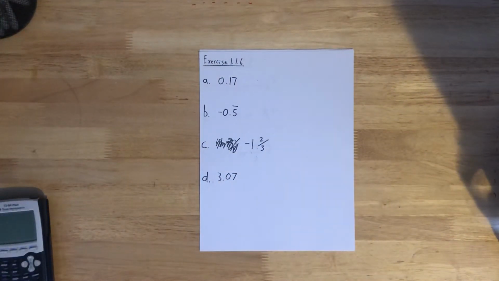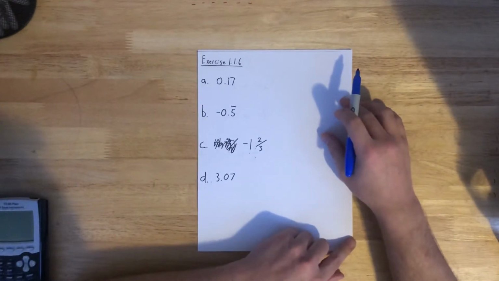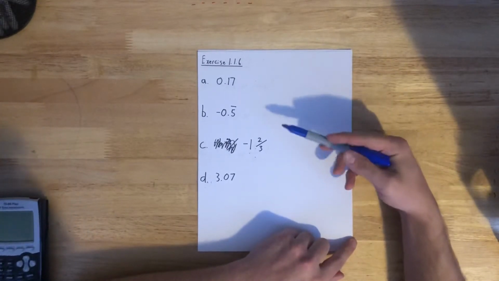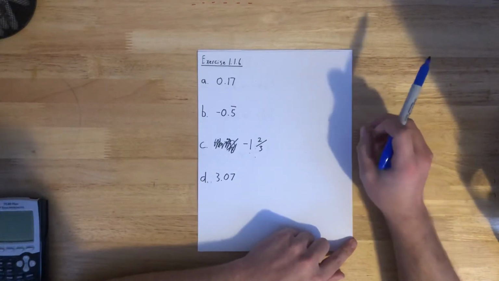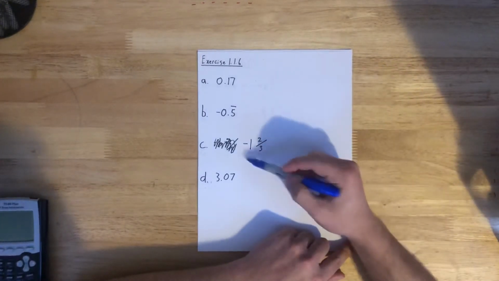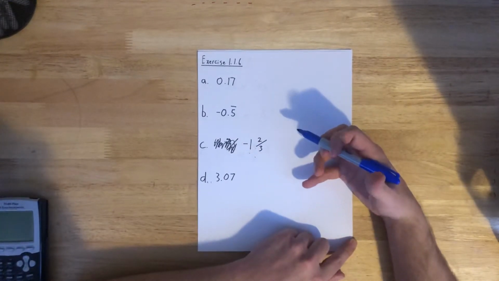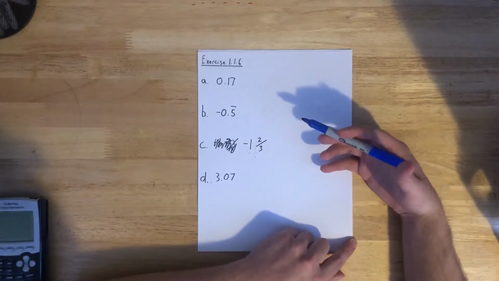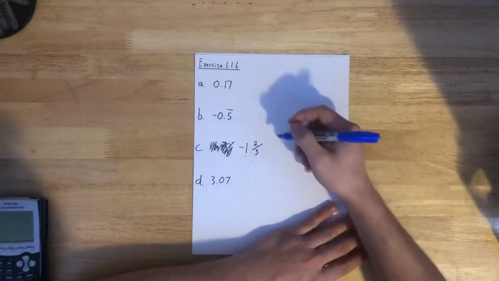Alrighty, so in exercise 1.1.6, we want to convert each one of these numbers into a whole fraction. So I don't want this giant 1 in the front. I want to make it one massive fraction. So how are we going to do that? Let's take it one at a time and hopefully we can figure it out together.